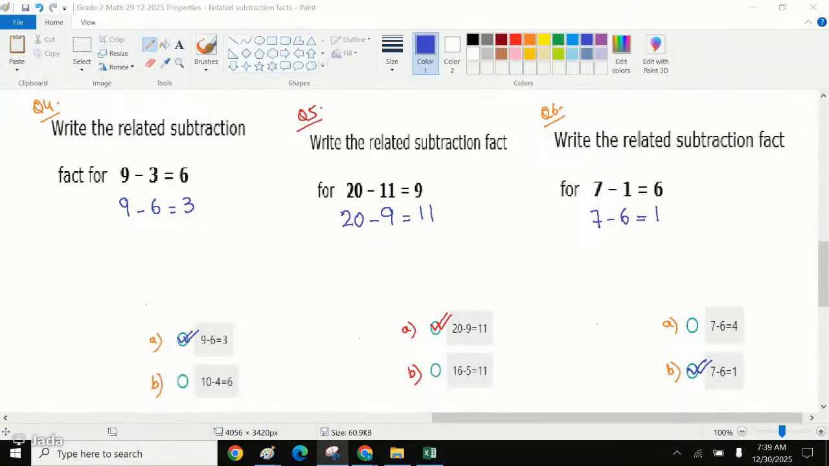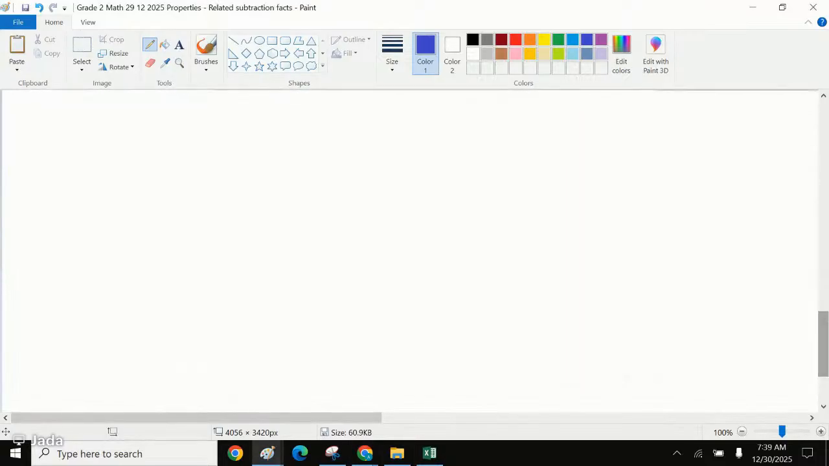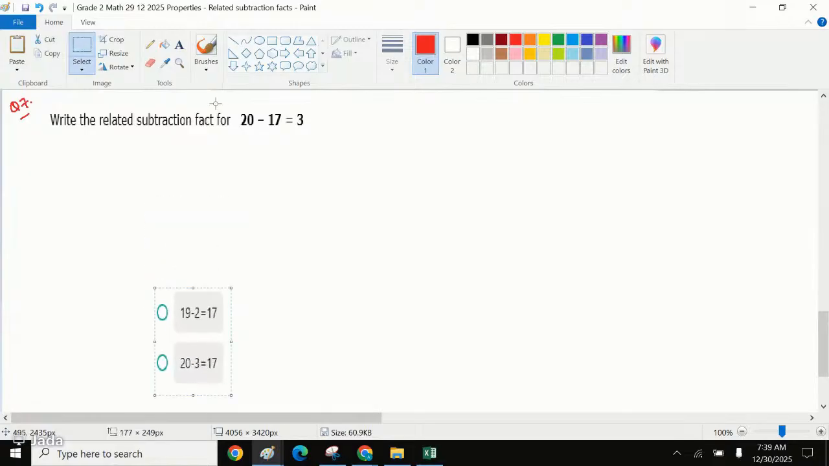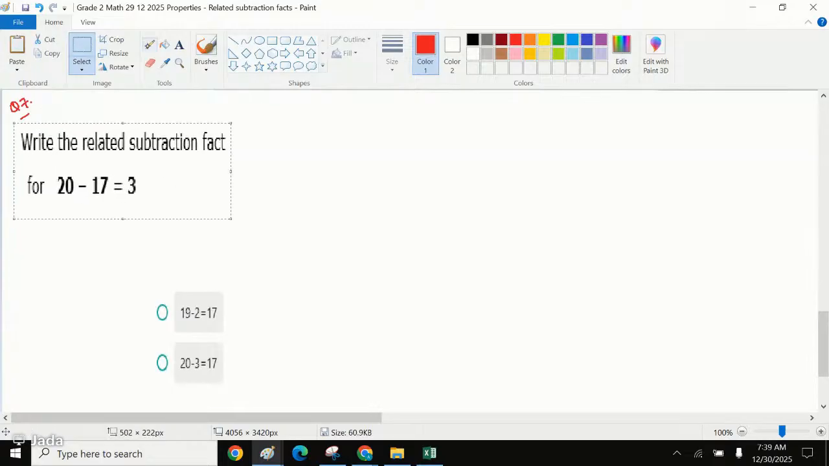Okay, now we have question number 7 from the test. It says, write the related subtraction fact for these two. These are the two options we have. I'll just copy it and resize so that it's easier for you to read. The two options given are A and B. Can anyone help me out? Yes, B. Thank you for the answer.